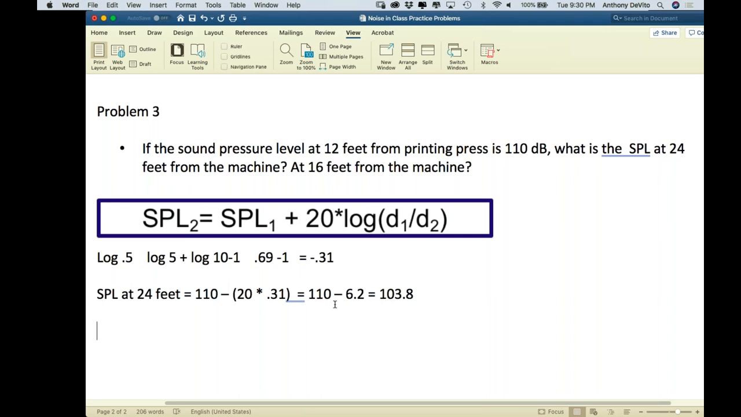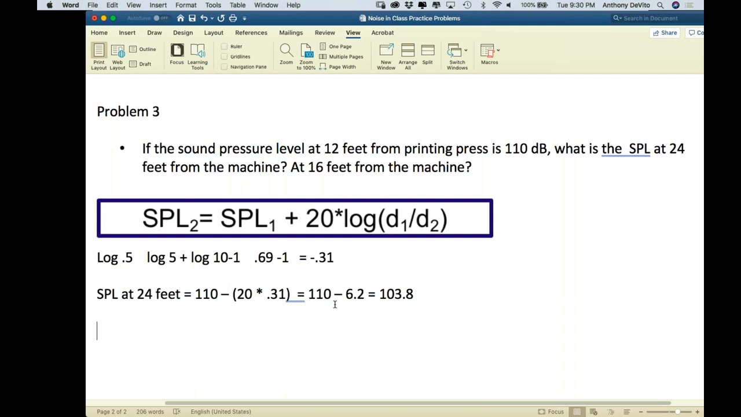But when we start talking about ways to protect workers, one of the ways that we're going to protect workers is by giving them hearing protection. Earplugs, earmuffs, other kinds of devices to help protect them from the noise that they're being exposed to. Okay? And they're going to have ratings. And those ratings are called noise reduction ratings.